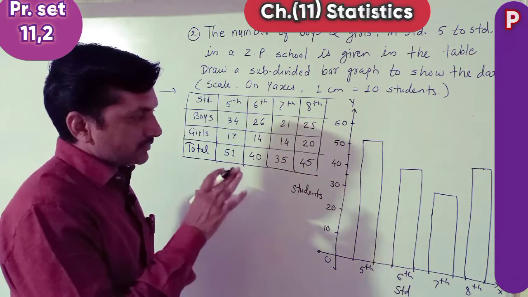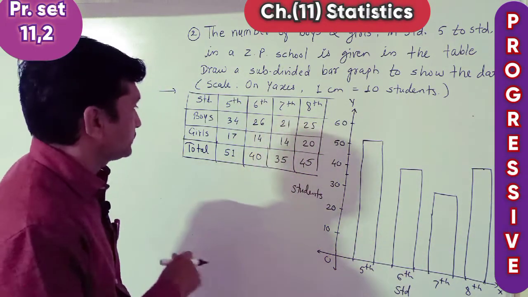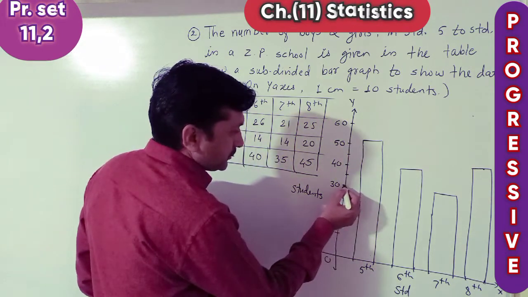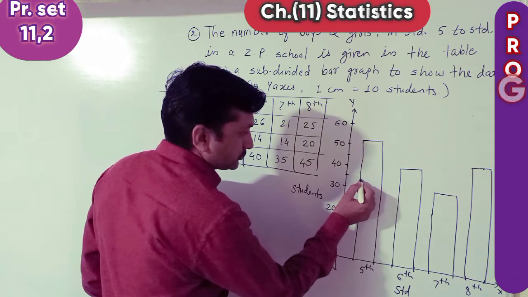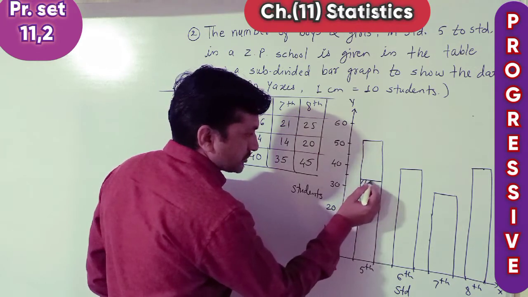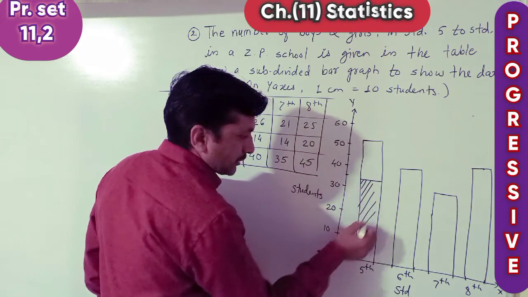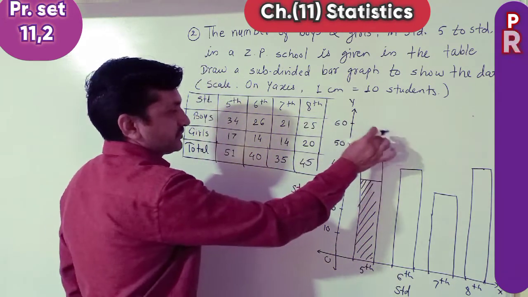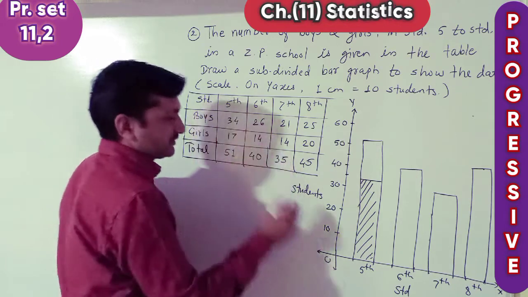These are rectangles with total. Now we have to divide it. Boys 34. Now 30 here, 35 here, 34. Okay, shaded. And the blank part automatically you get of girls. 17 will be girls.